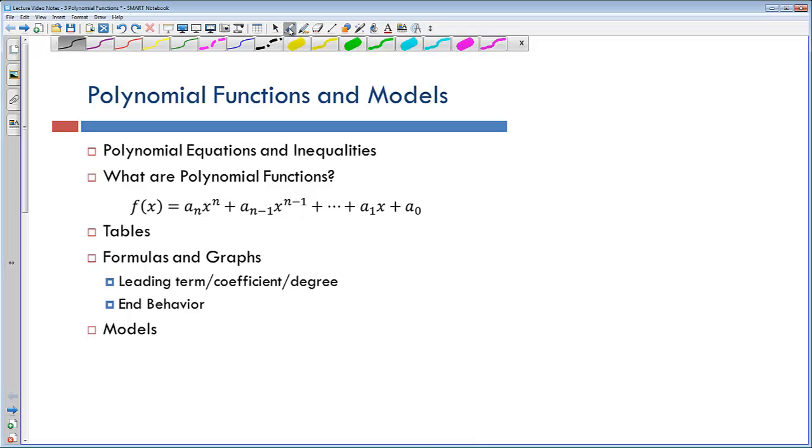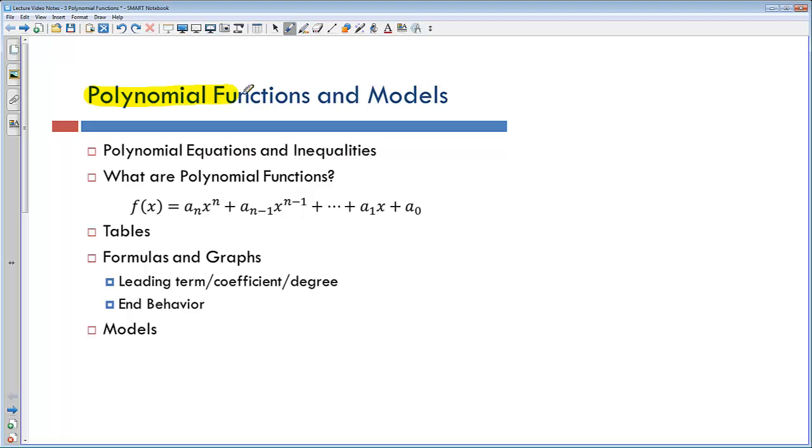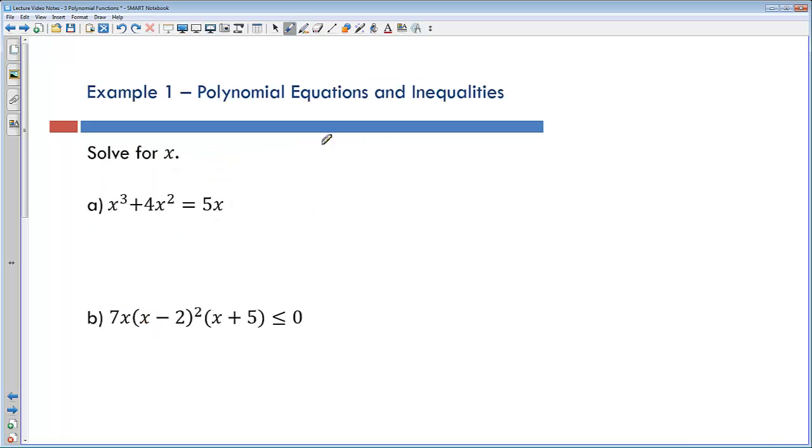It's time for Fun with Math, and we are back talking today about polynomial functions and models. So we're going to start with a little bit of a review. We're going to start by talking about how to solve polynomial equations and then inequalities. So let's look at an example of this to kind of review it.